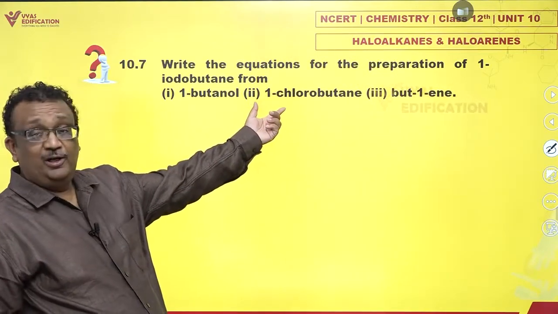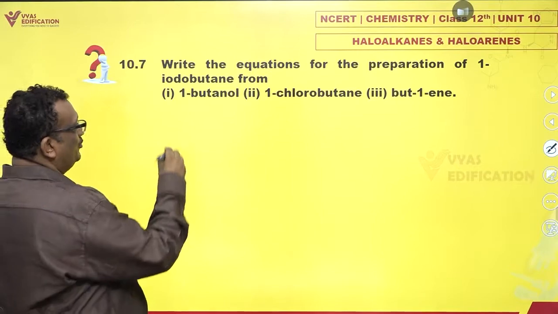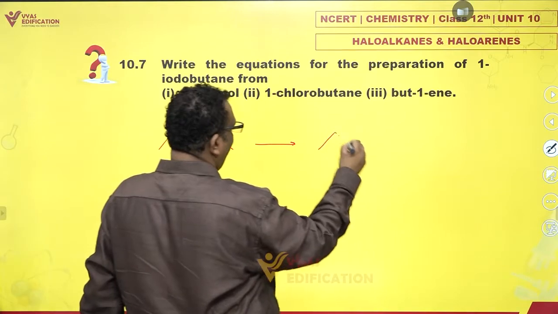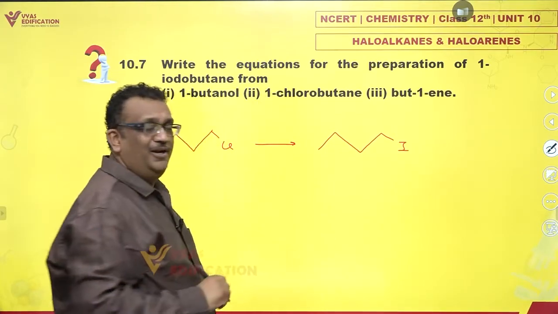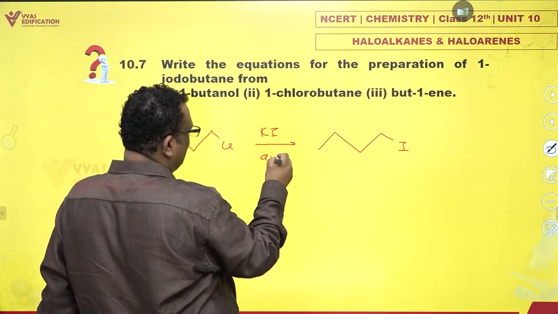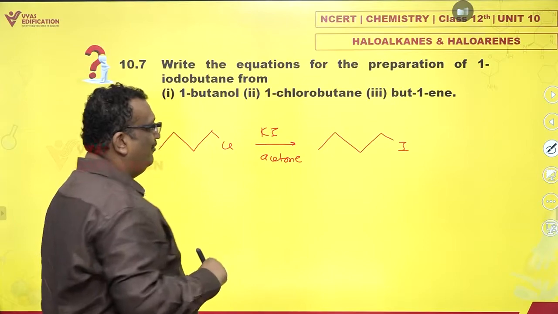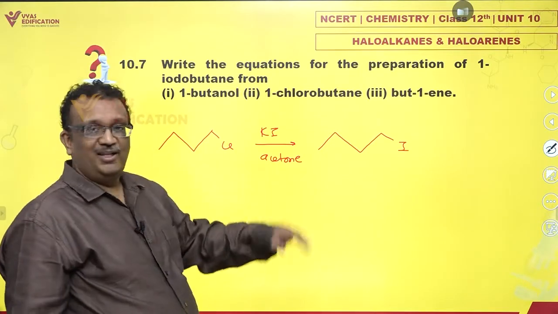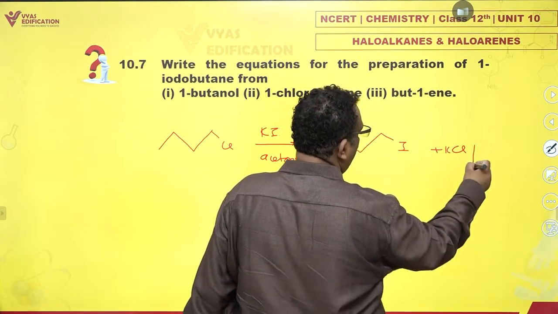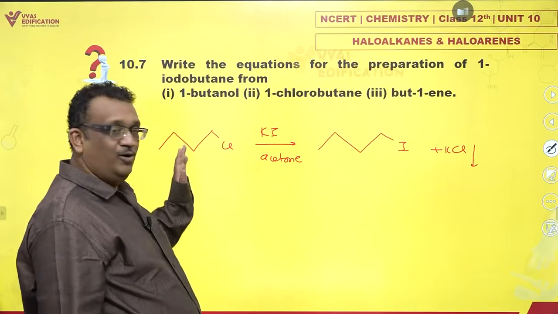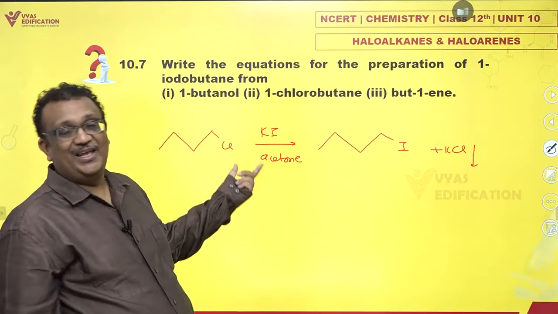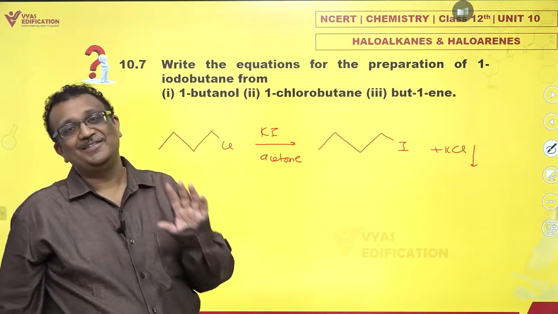Now, starting with 1-chlorobutane, I have to prepare 1-iodobutane. 1, 2, 3, 4. 1-chloro, you're giving me 1-iodo. This is not at all difficult. Finkelstein's reaction: KI in acetone. When you add this, you find that there would be substitution. KCl will simply precipitate out. All chloro or bromo halides can be converted to iodohalides by using KI in acetone, the classic Finkelstein's reaction.